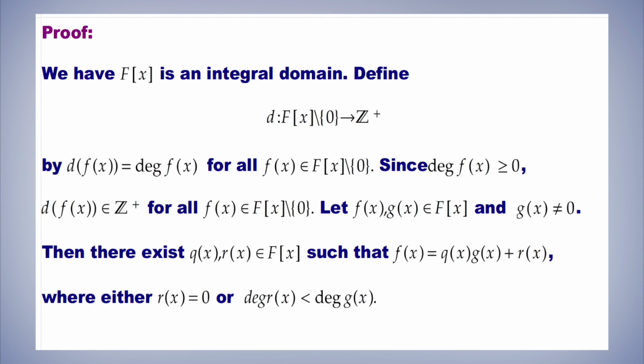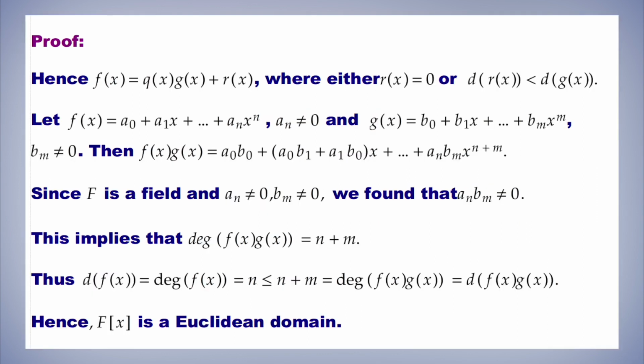Then there exist q(x), r(x) belonging to F[x] such that f(x) equals q(x) times g(x) plus r(x), where either r(x) is equal to 0 or degree of r(x) is less than degree of g(x). Hence f(x) equals q(x)g(x) plus r(x), where either r(x) equals 0 or d(r(x)) is less than d(g(x)). Let f(x) equal a0 plus a1x plus so on up to an x^n, where an is not equal to 0, and g(x) equals b0 plus b1x plus so on up to bm x^m, where bm is not equal to 0.